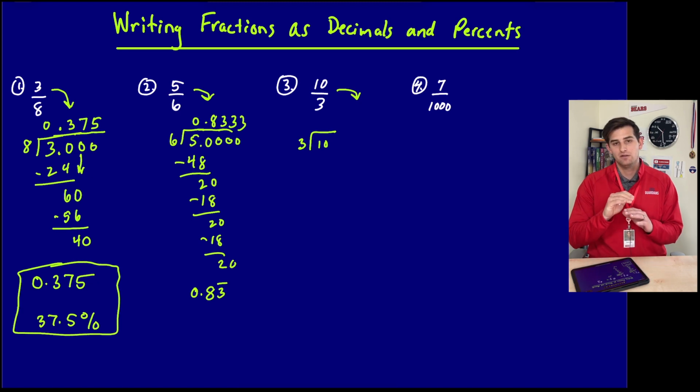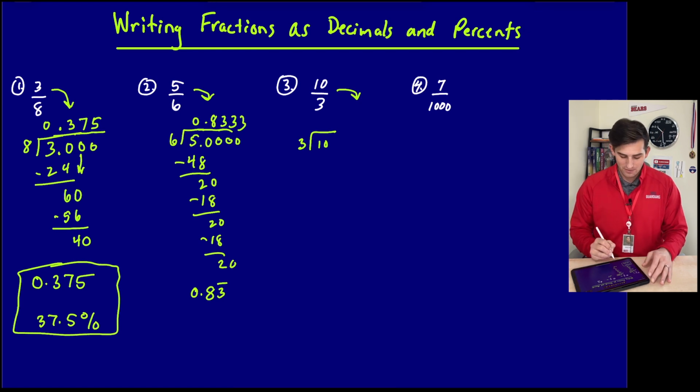And notice how I put the repeating bar, the horizontal bar, only over the 3 and not the 8 in the 3, because that would mean it's 0.838383, but it's not. It's 0.83333333. So that's why we write it like that.